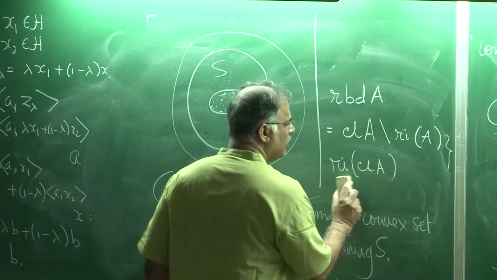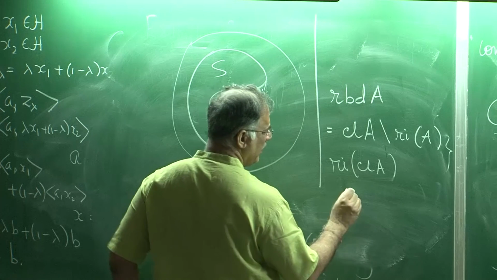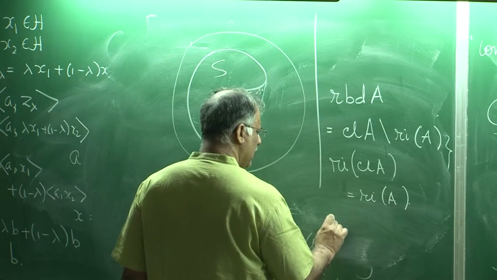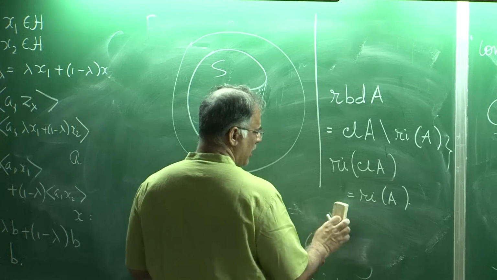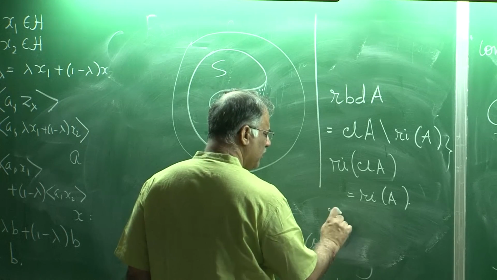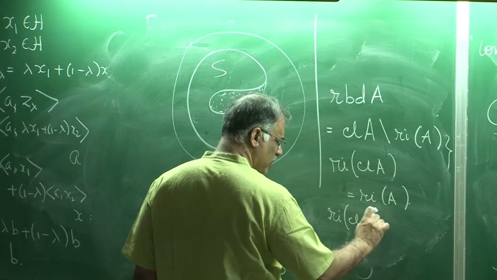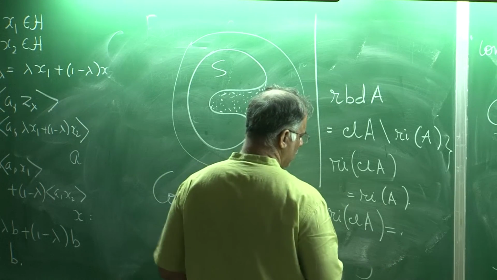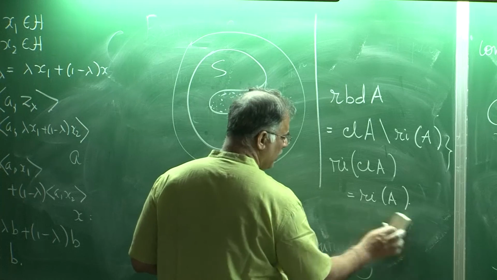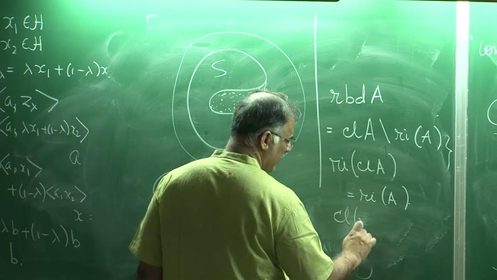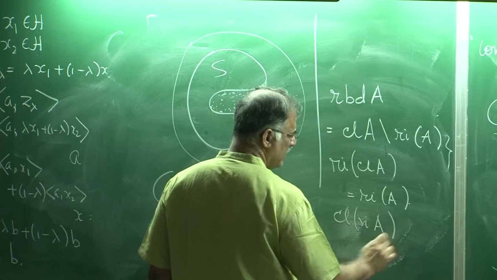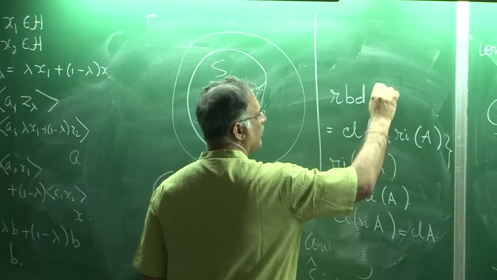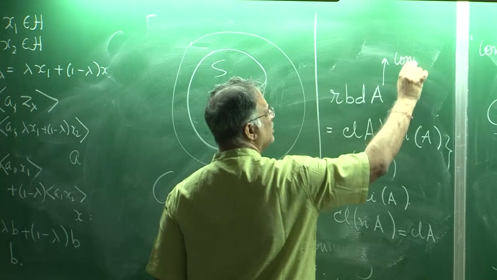So, the relative interior of the closure of A is the same as the relative interior of A. And if you take the closure of the relative interior of A, then it is nothing but the closure of A. Of course, A is convex.